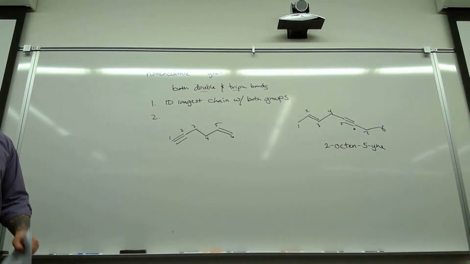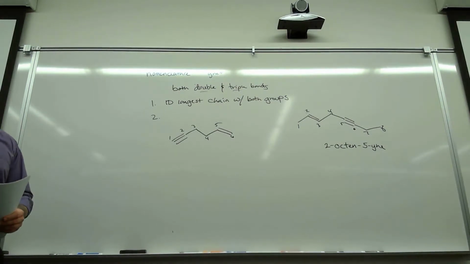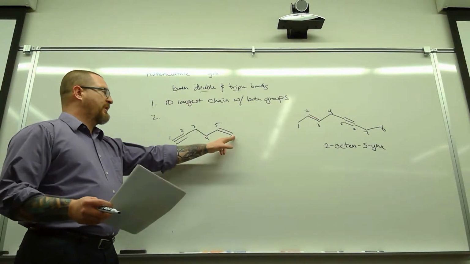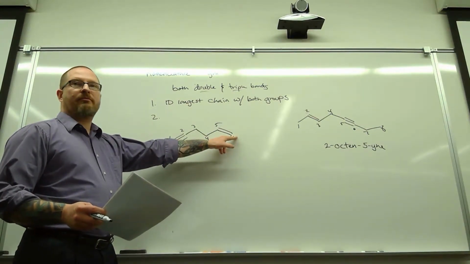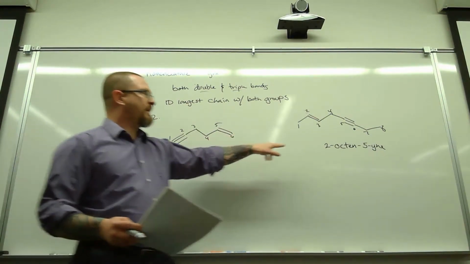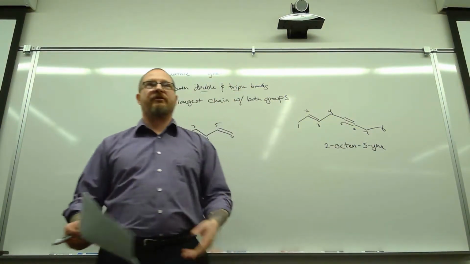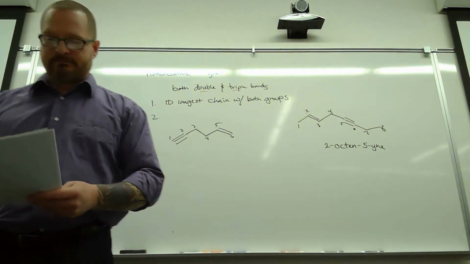Once you do a few of these, it will get pretty easy pretty fast. You just need to get comfortable with breaking the numbers up so that this number describes the ene and this number describes the yne. And once you've done that a few times, it'll get pretty automatic.